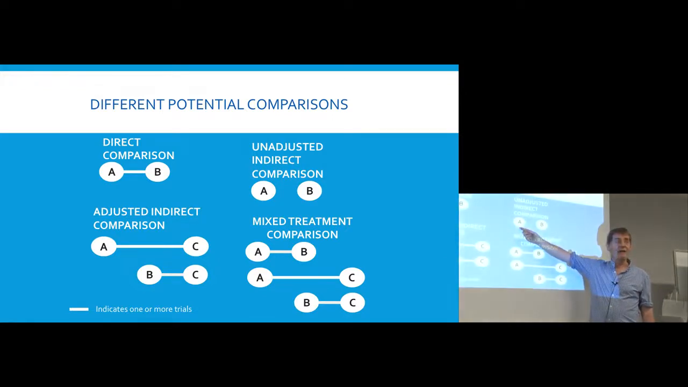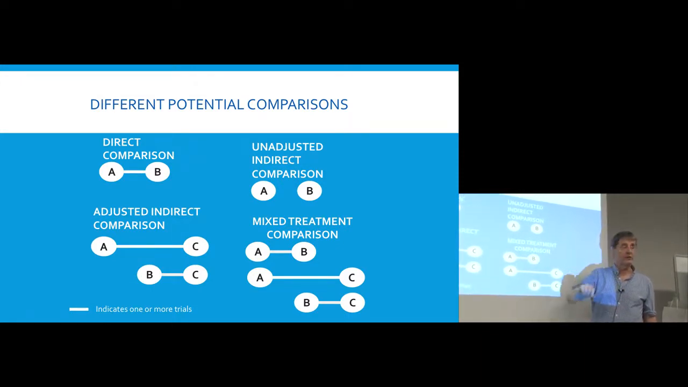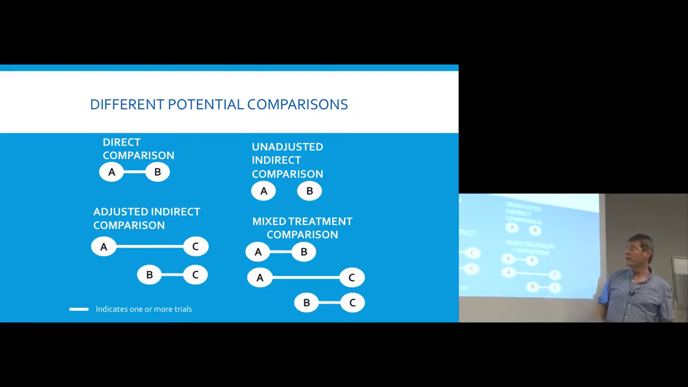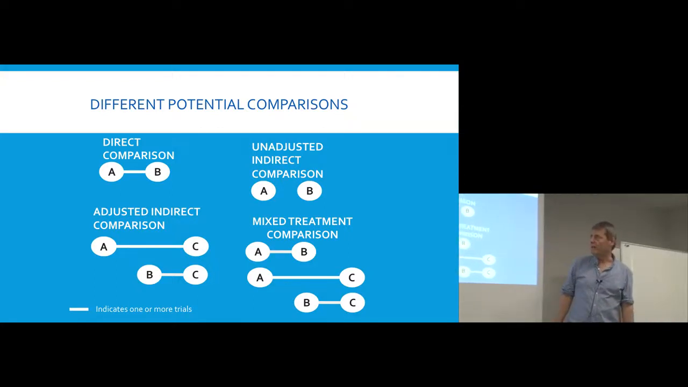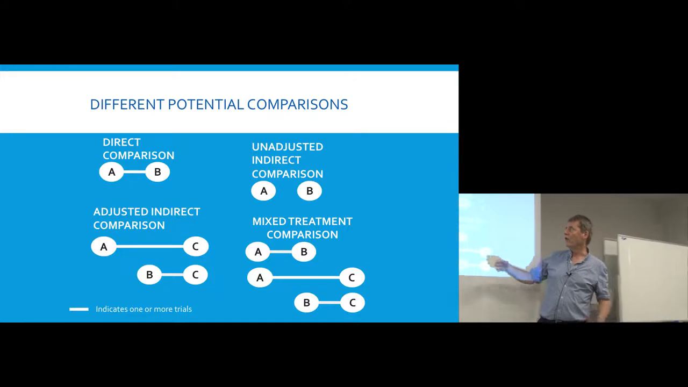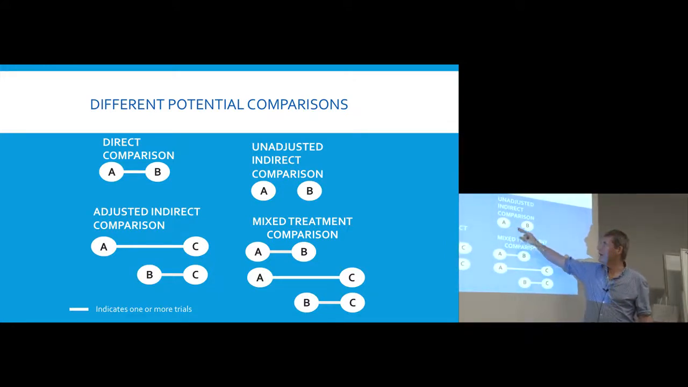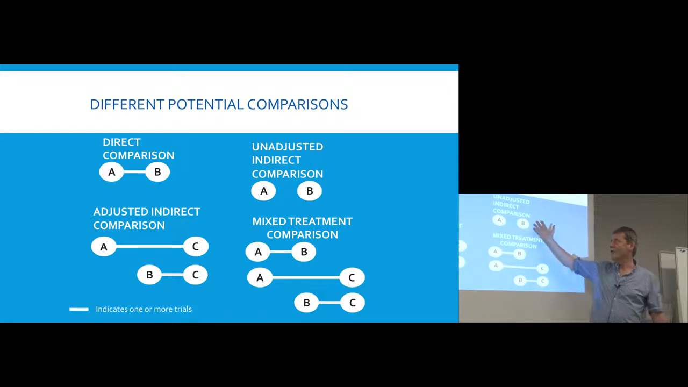What we might have is what are called single-arm trials, where all the patients got drug A, and some other trial where all the patients got drug B, but a single arm to the trial. So no randomization of patients at all. And this is what's called an unadjusted indirect comparison. Now, I'm sure you can appreciate immediately how suspect this could be, how vulnerable to bias.